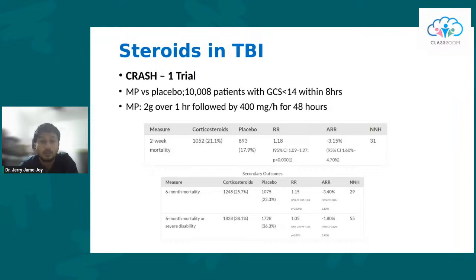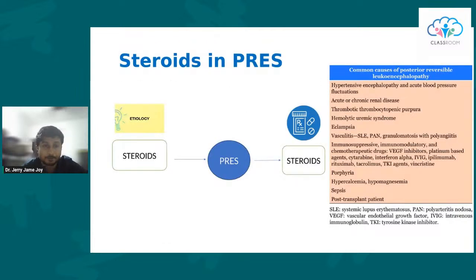They studied around 10,008 patients with traumatic brain injury who were recruited within 8 hours. Methylprednisolone 2 gram over 1 hour was given, followed by 400 milligram per hour for 48 hours. What they observed was that the 2-week mortality was significantly higher in the corticosteroid group. The 6-month mortality and the 6-month rate of severe disability were also higher in the corticosteroid group.